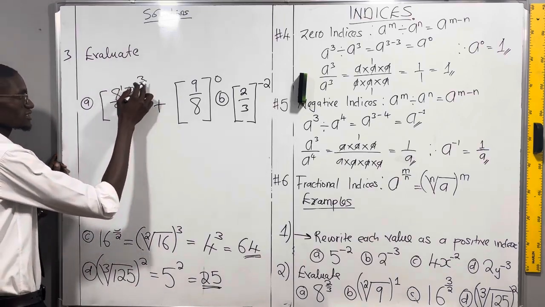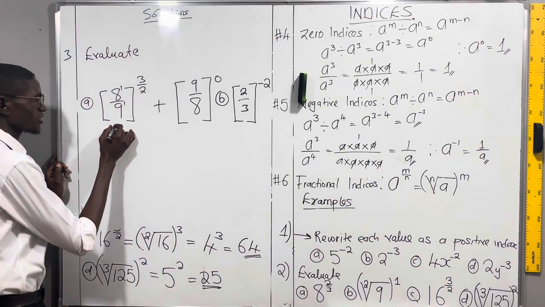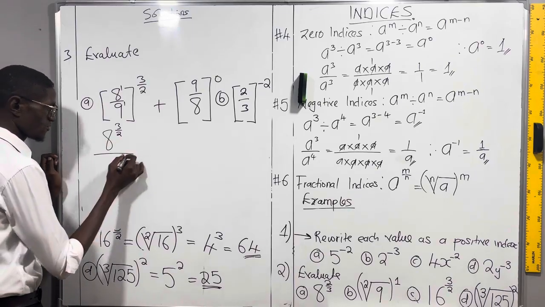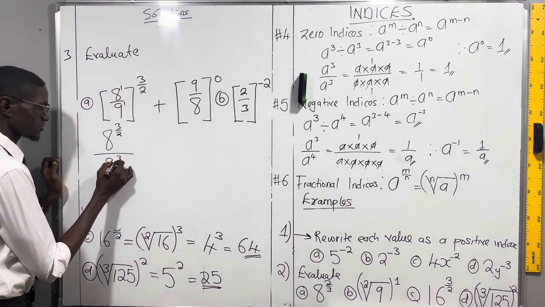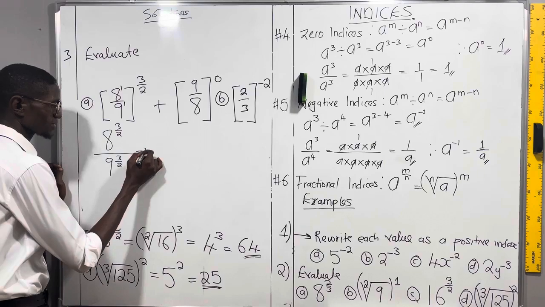So initially it's going to be 1 times 3 over 2, 1 times 3 over 2, meaning we're going to have 8 to the power 3 over 2, because 1 times this is this, over 1 times that will give us 9 to the power 3 over 2, which then we say plus.